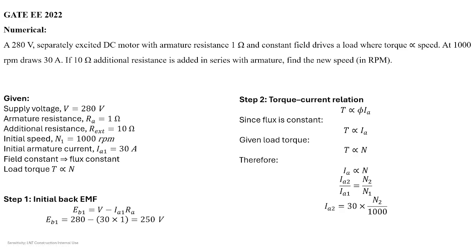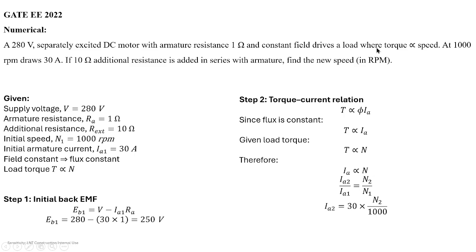Now move to the next question. This question was asked in GATE Electrical 2022. Given that the voltage is 280 volt, and this is a separately excited DC motor. So we have to use E is equal to V minus IaRa because it is a motor. If it is a motor, remember V minus IaRa, and if a generator is given, then V plus IaRa. Armature resistance is also given.